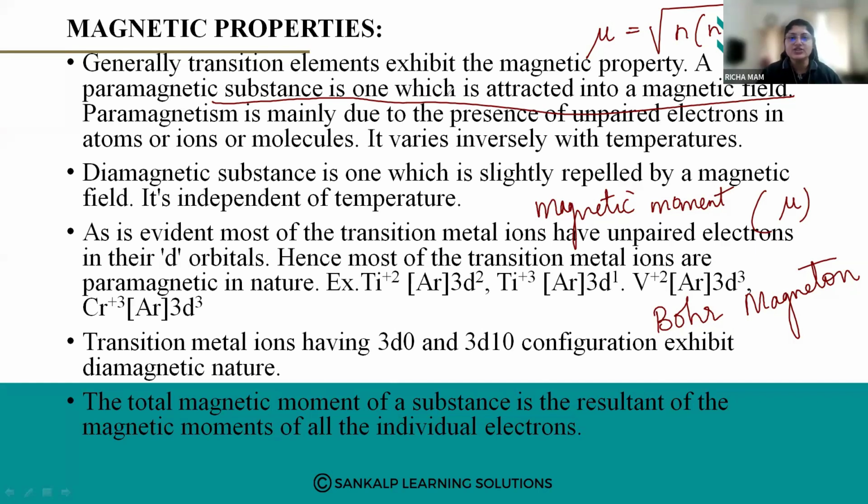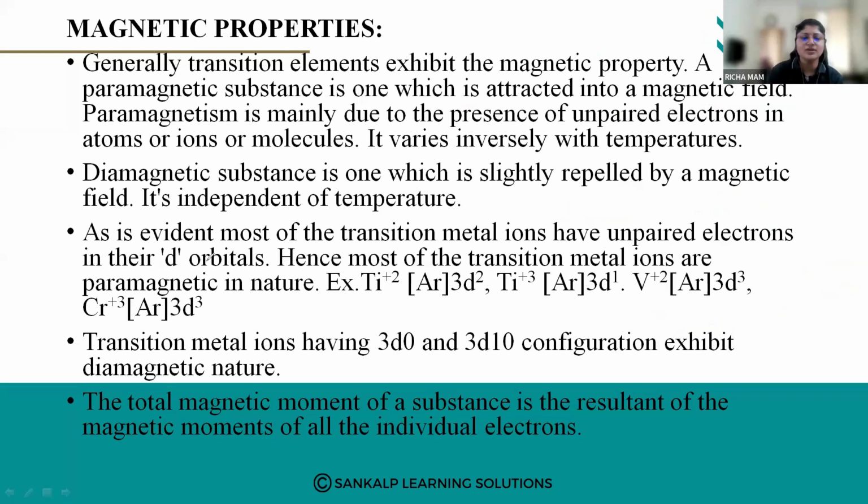Transition elements exhibit magnetic property due to the presence of one or more unpaired electrons. Most of the elements show paramagnetic behavior, which can be calculated in terms of magnetic moment. The unit is Bohr magneton, and it is calculated by mu is equal to square root of n into n plus 2, where n is the number of unpaired electrons. The magnetic moment value increases with the increase in the number of unpaired electrons. So this is about magnetic behavior.